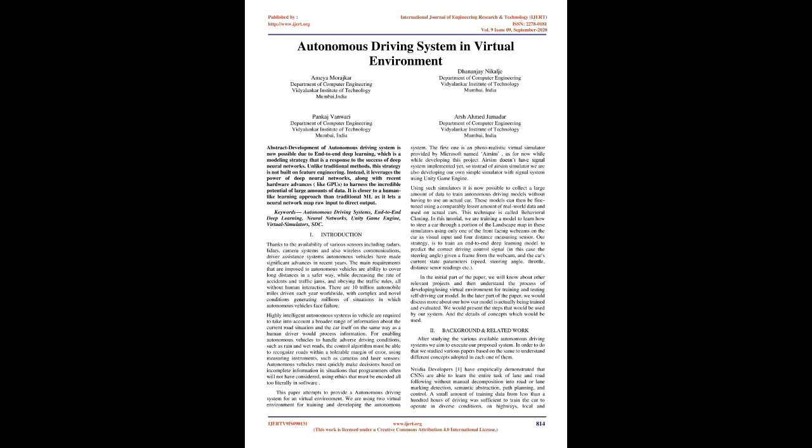Highly intelligent autonomous systems in vehicles are required to take into account a broader range of information about the current road situation and the car itself, in the same way as a human driver would process information. For enabling autonomous vehicles to handle adverse driving conditions, such as rain and wet roads, the control algorithm must be able to recognize roads within a tolerable margin of error, using measuring instruments such as cameras and laser sensors. Autonomous vehicles must quickly make decisions based on incomplete information in situations that programmers often will not have considered, using ethics that must be encoded all too literally in software.